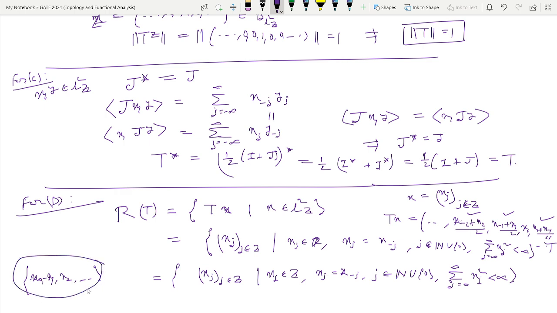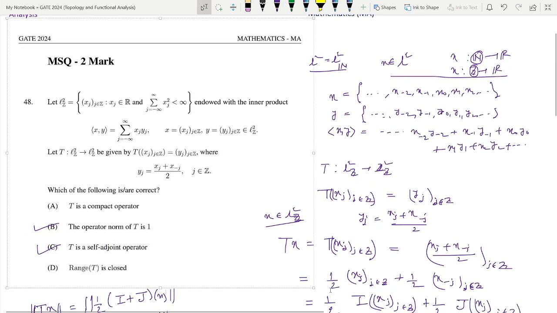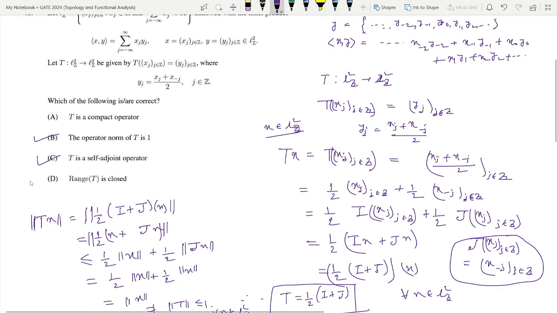So just extract one term from the elements of L2. Simply, we can define an isomorphism from this range of T to L2. So this is isomorphic to this L2 space. Here, N can be written as N union singleton 0, and this will also be isomorphic to simply the L2 space, which is clearly closed. So now look at option D, that range T is closed. So here option D is the correct option.